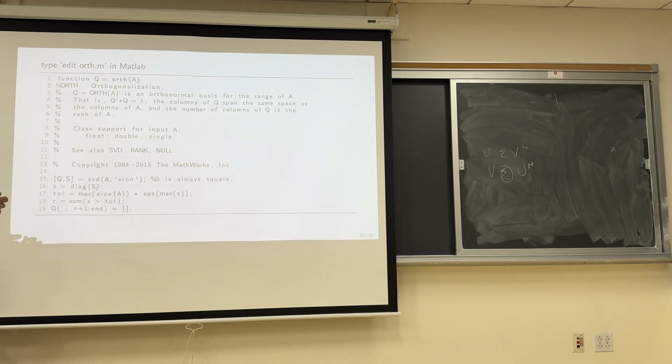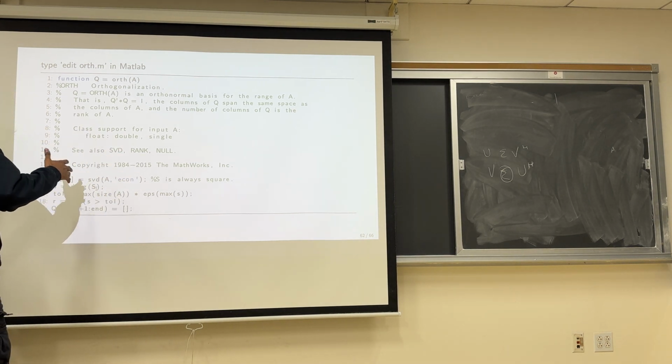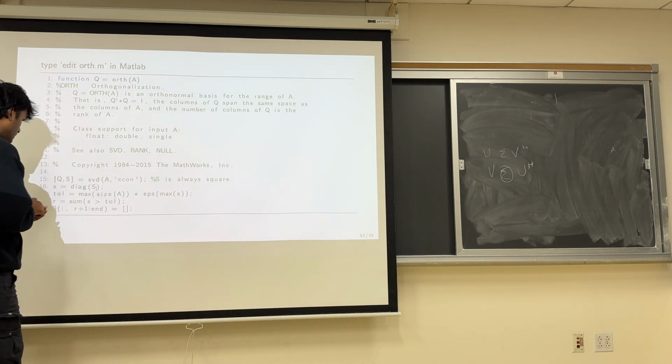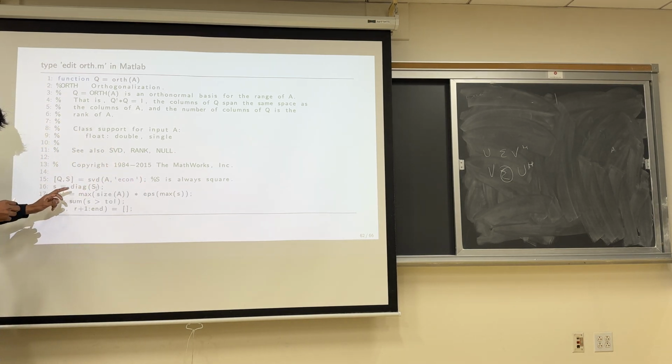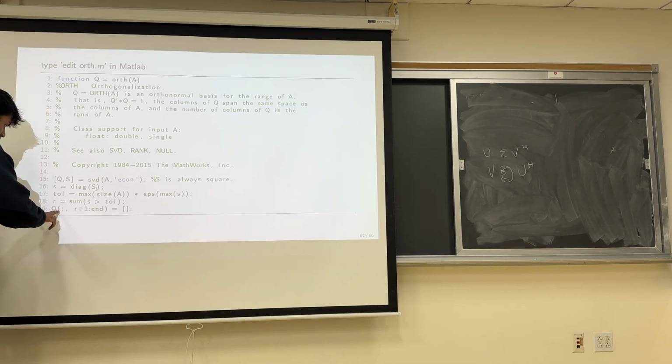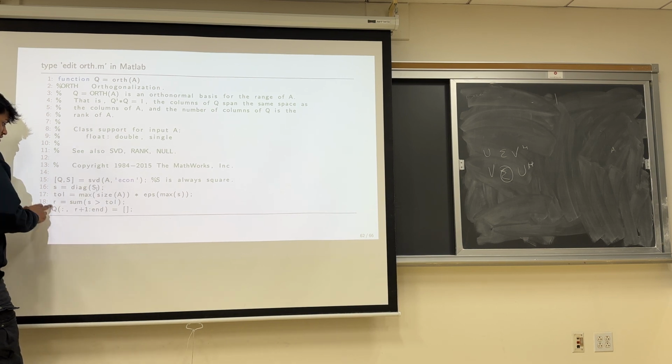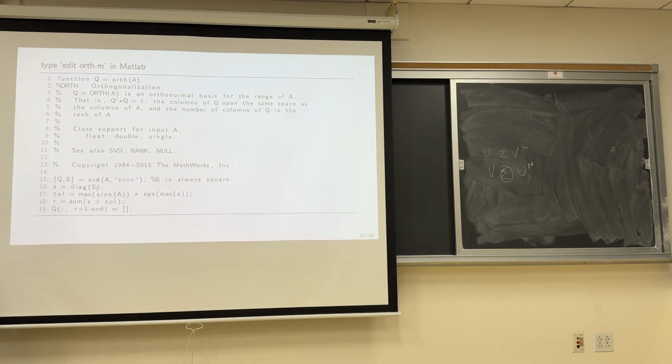How about orthogonalization? It gives an orthonormal basis for the range of A. We saw right now that the range of A is the same as the range of U. So what it does is call the SVD and just returns the first r columns, and the latter n minus r of Q it makes into an empty matrix. So yeah, only the first r elements are returned. Yeah, that's true.